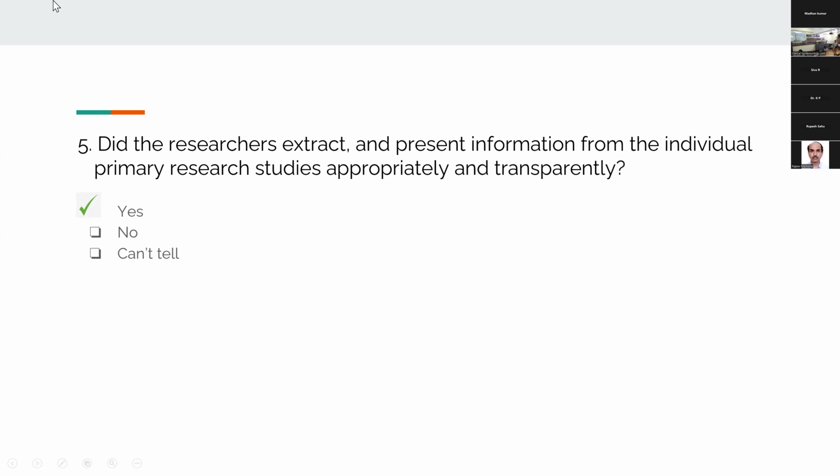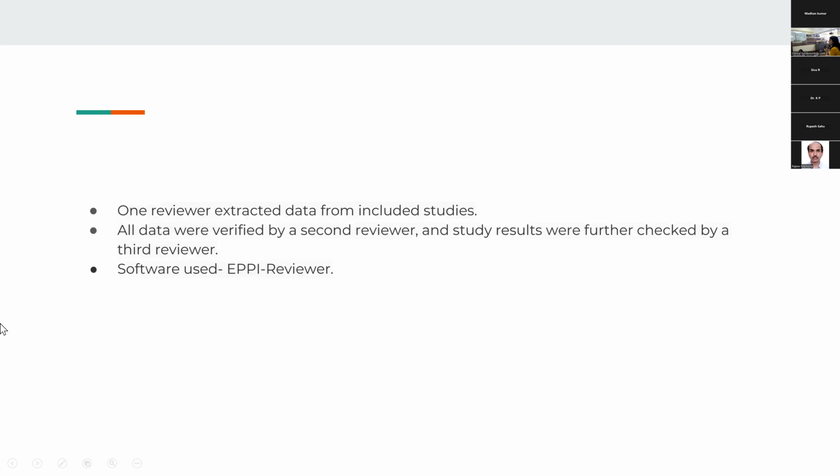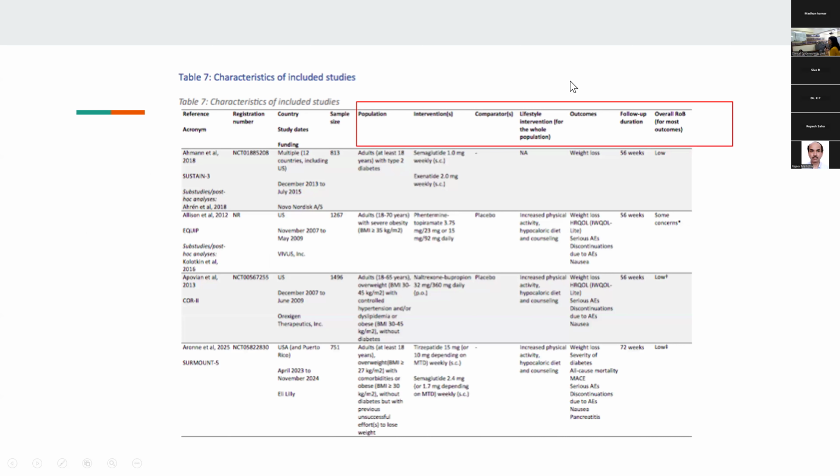Now, did the researchers extract and present information from individual primary research articles appropriately and transparently? So, one reviewer extracted everything. This was all verified by a second reviewer and a third reviewer, and they used EPI reviewer. This is how they have shown their data, and this is there for all the included studies, and then for the excluded studies they have separate tables that are saying why they are excluded.